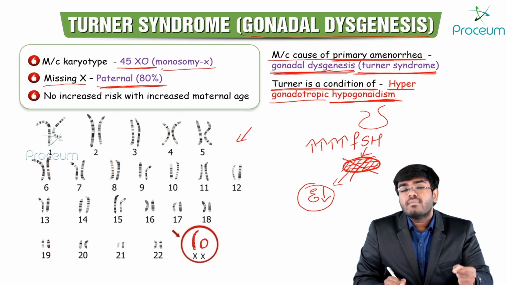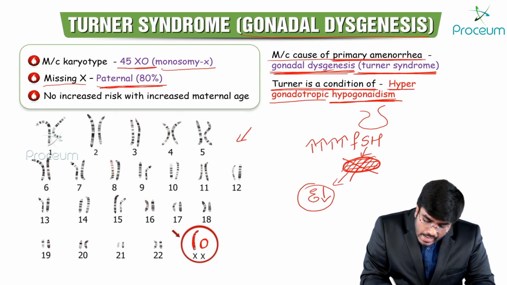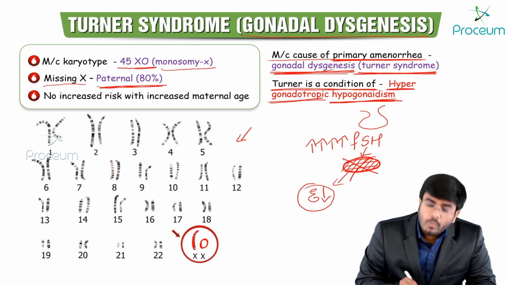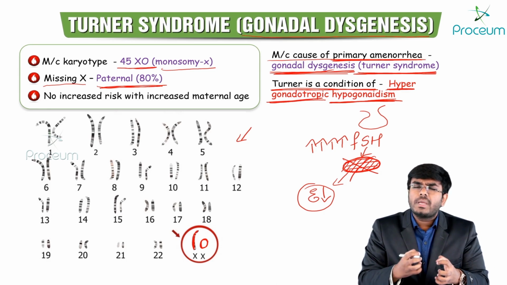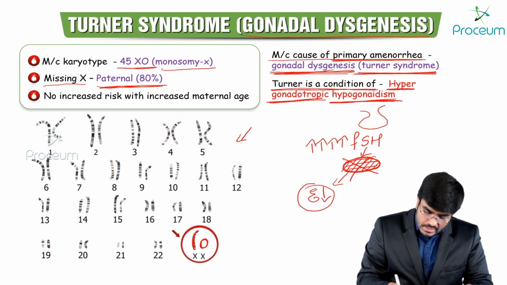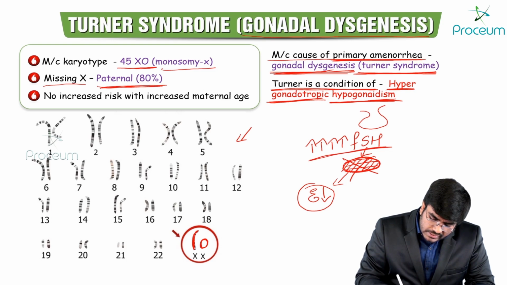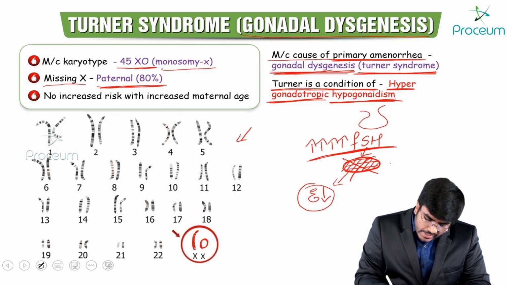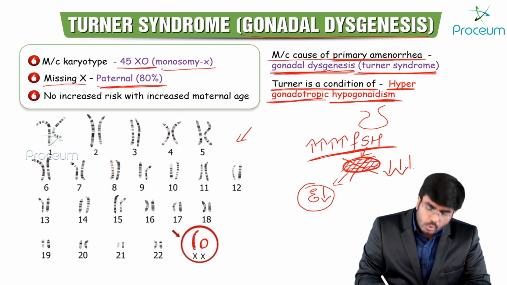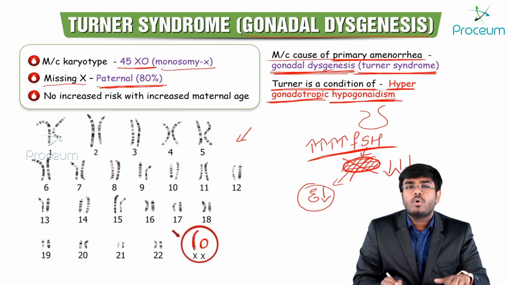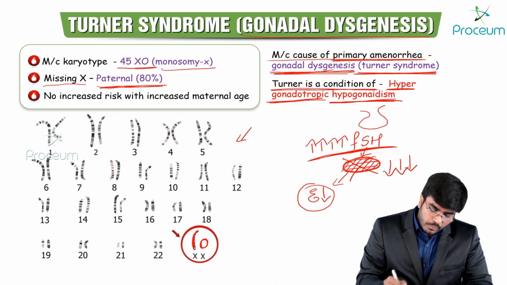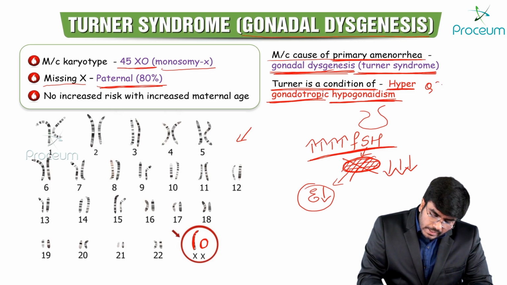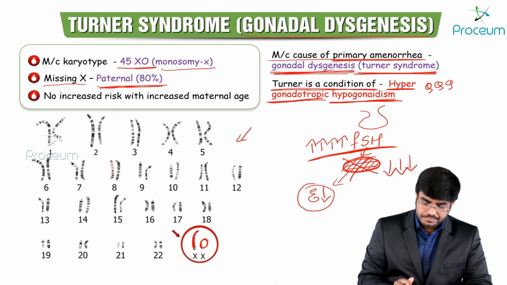So, that's the reason why we are calling this condition hypergonadotropic, meaning gonadotropic hormones are very much higher. What is that gonadotropic hormone? Nothing but the FSH. Hypergonadotropic, hypogonadism, which means the gonads are non-functional. Okay, so very important MCQ. Turner is a condition of hypergonadotropic hypogonadism.